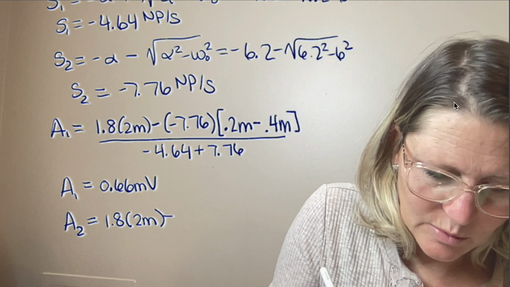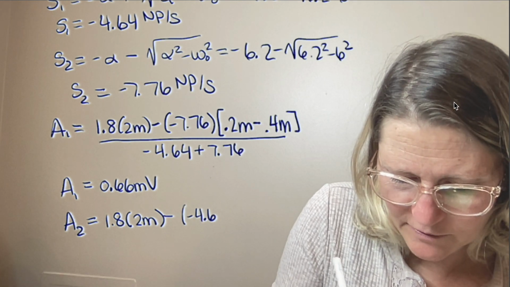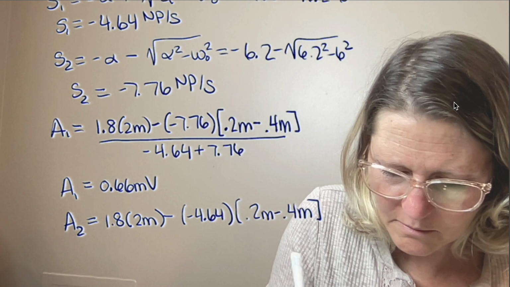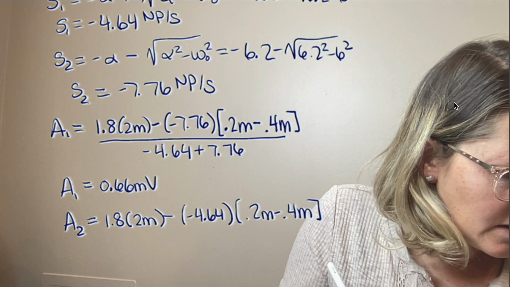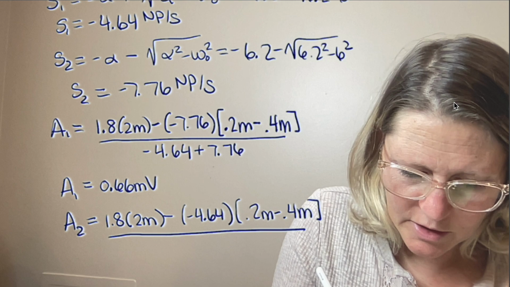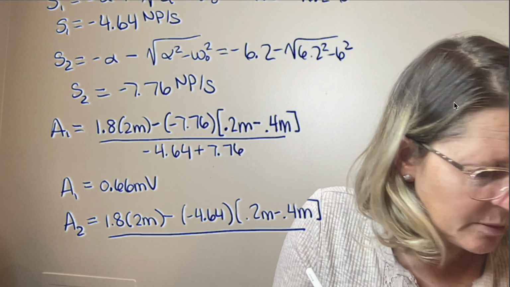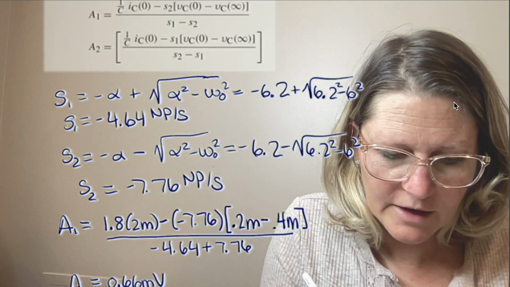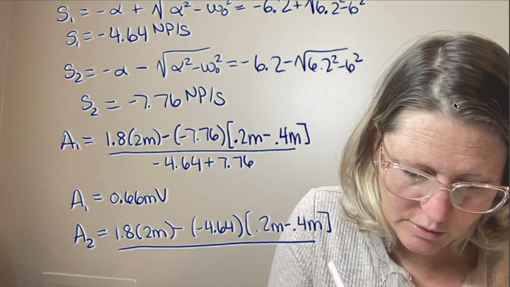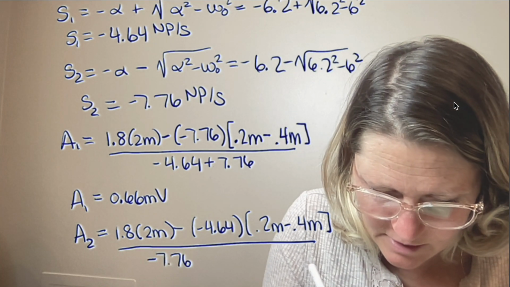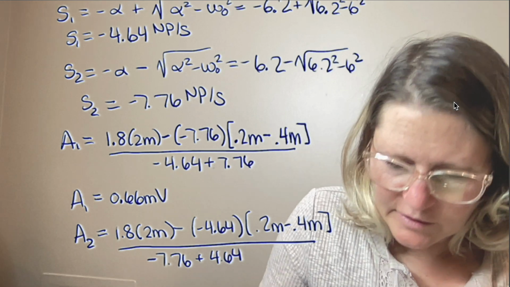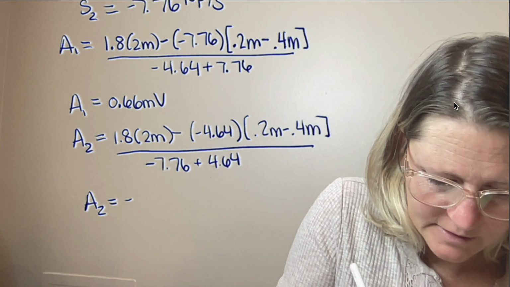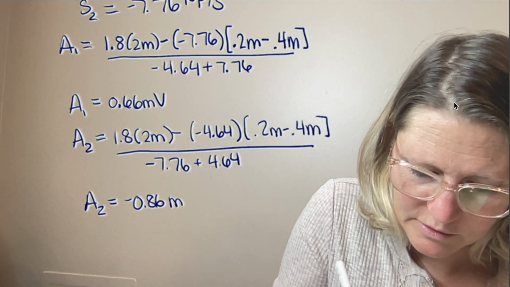And A2 is similar, 1.8 times 2 milli, and then minus S1, which is minus 4.64, times 0.2 minus 0.4, and all over S2 minus S1. So S2 is a minus 7.76. And so this gives a value for A2 of minus 0.86 millivolts.